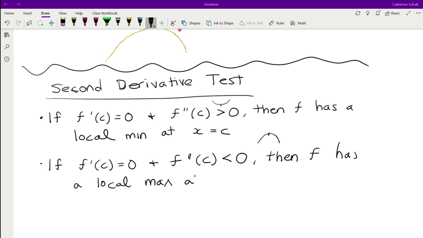And that's the second derivative test. It gives us the same information as the first derivative test, but just in a different way. All right, so when we look at part 3, we're going to be graphing something more complicated using all of our derivatives.